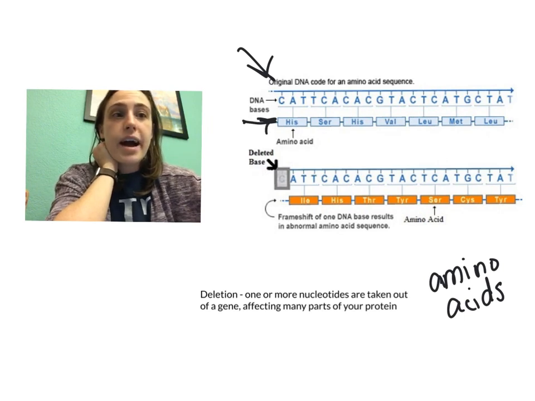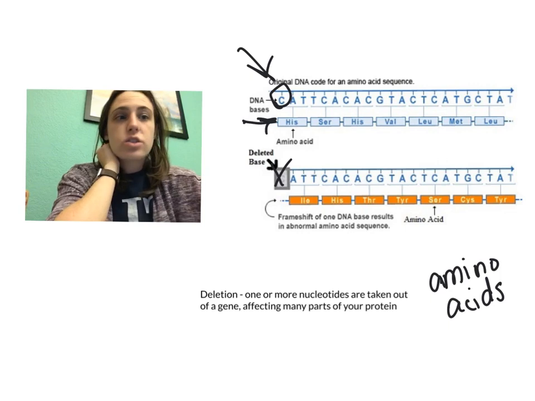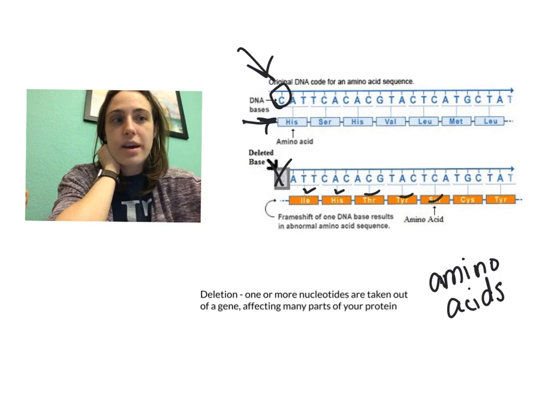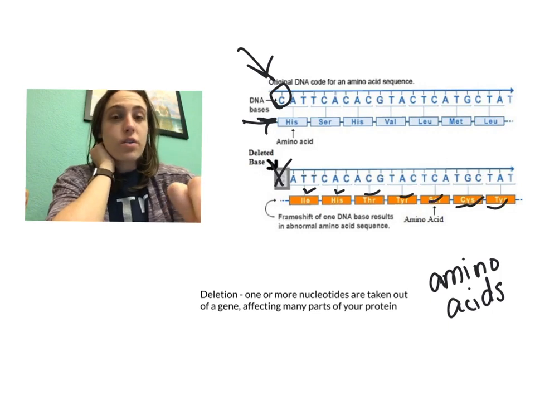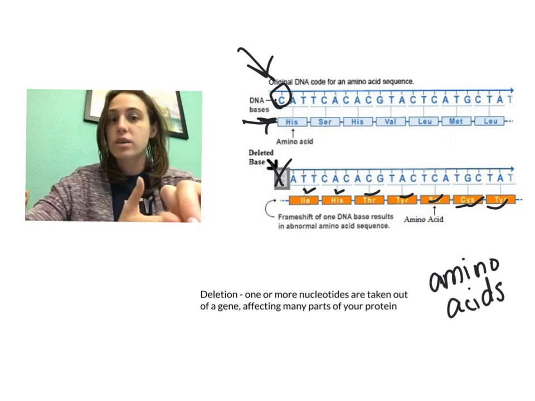Now let's say I accidentally delete that beginning nucleotide. I delete that base right there. I delete the C, everything shifts down. So that means it not only affects that first ingredient, that first amino acid, it affects that one and that one and that one and that one and that one and that one. So that can have a really, really big, drastic impact on whatever it's producing.